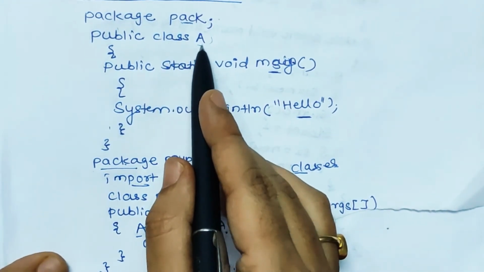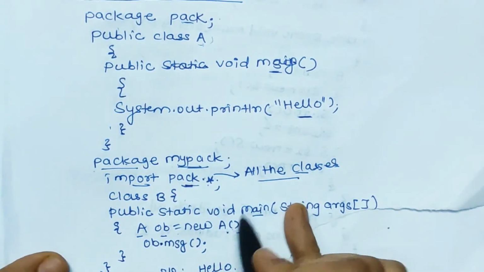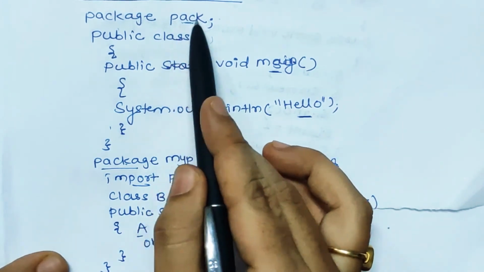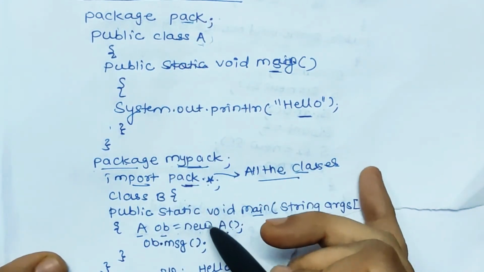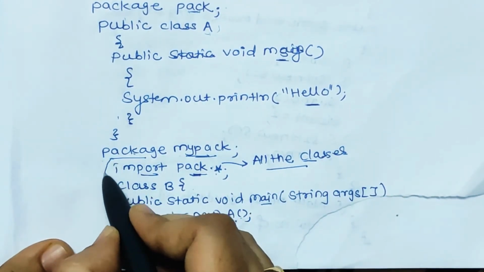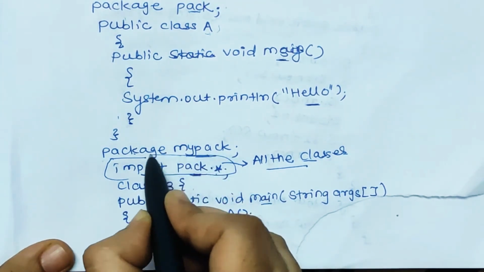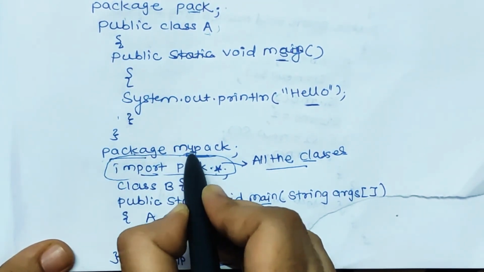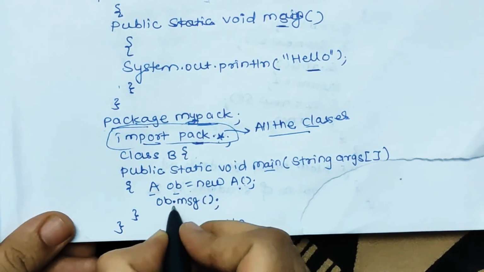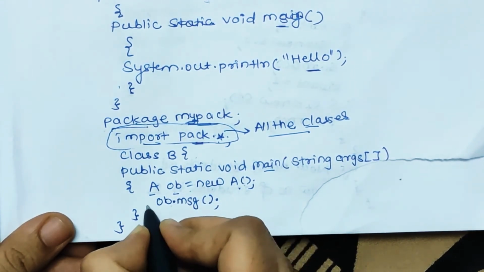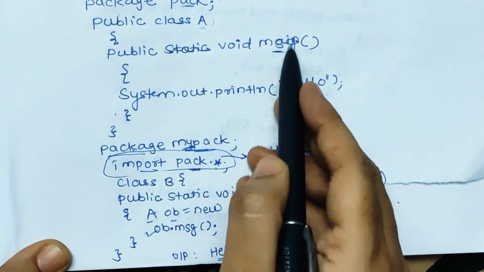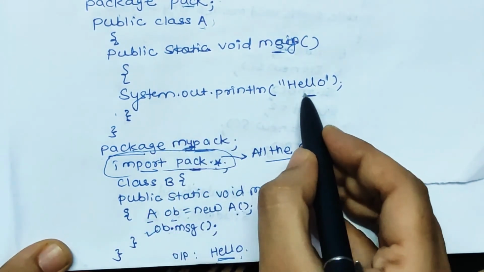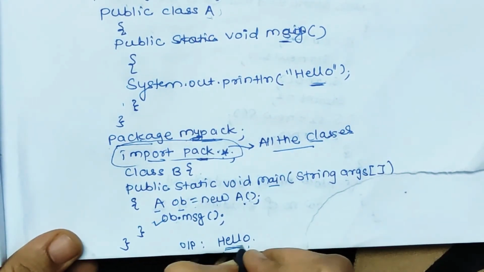Where is this class A located? This class A is located in package pack. And how is it possible to use it? Because we have imported this package in the other package, and the output will be from ob.message. That is, we have called this message method here. That's why we are getting the output hello.